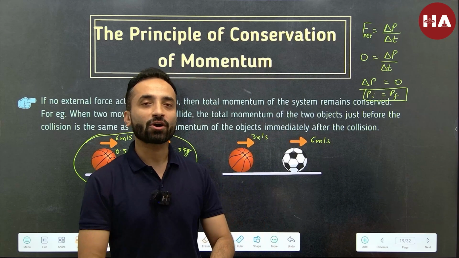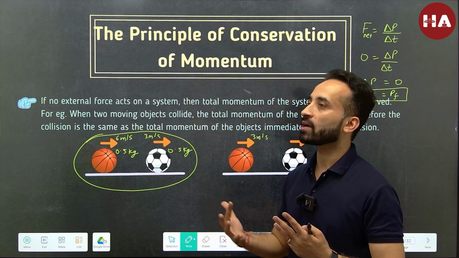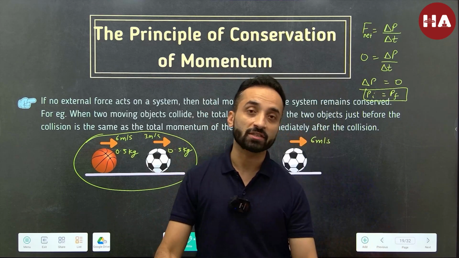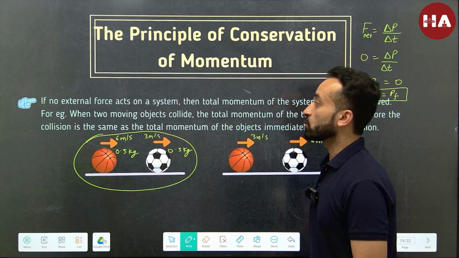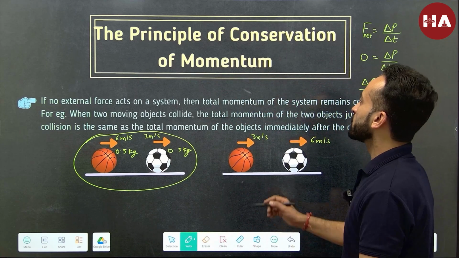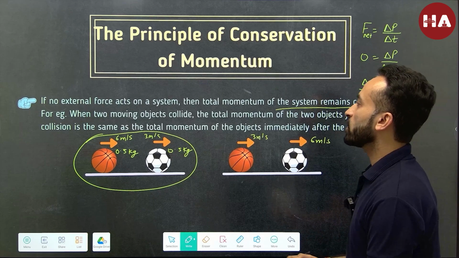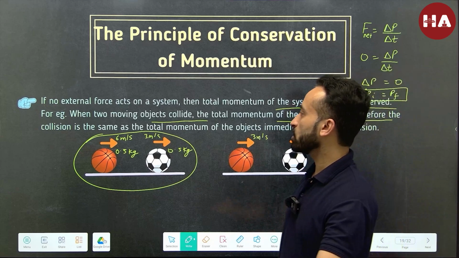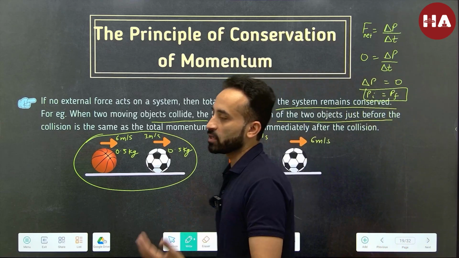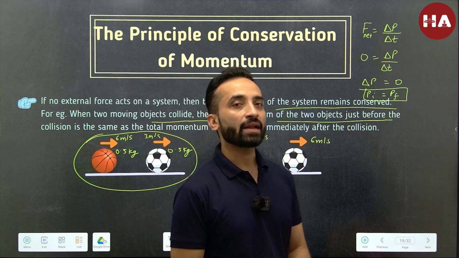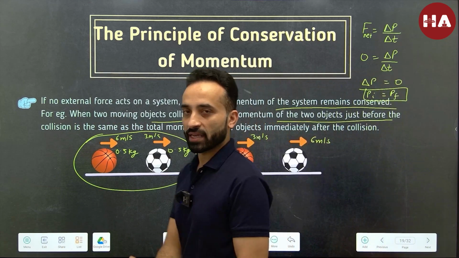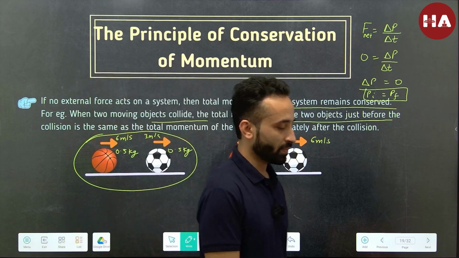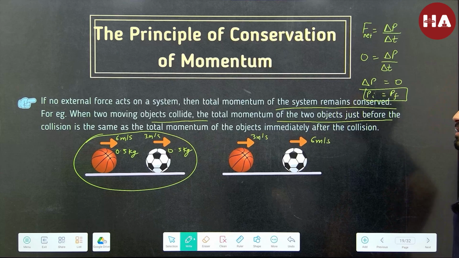So this is what we wish to talk about when we consider the principle of conservation of momentum. That momentum can never change if there is no external force. That is what Newton taught us, isn't it? So if no external force acts on a system, then the total momentum of the system remains conserved. For example, when two moving objects collide, the total momentum of the two objects just before the collision is the same as the momentum after the collision. So I hope you understand what this is saying and what is the condition associated with it. You should know that to understand how things behave in general also. Okay, copy this down, then we take a numerical on this.